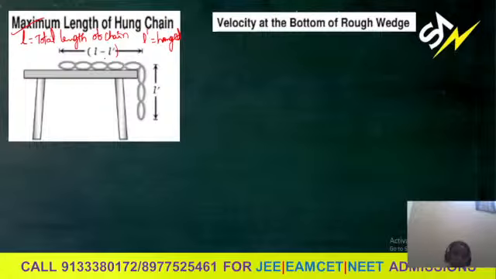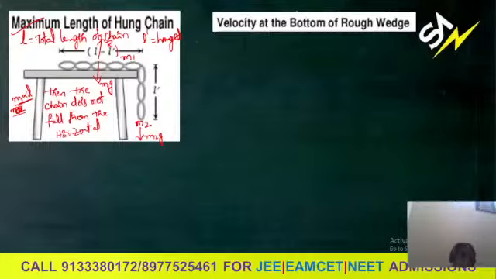Now they are asking what should be the maximum length of the hung chain. It has a tendency to move down by the weight of M2. So to oppose that, in this direction, limiting friction acts. So the condition here is not to fall off from the horizontal. Now, what should be the condition? This frictional force must be balanced by the hung weight.